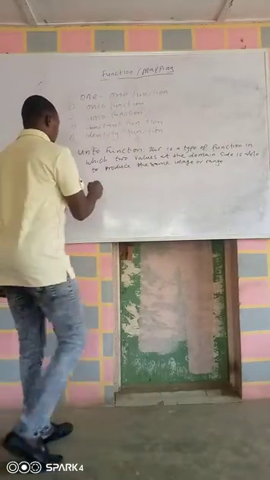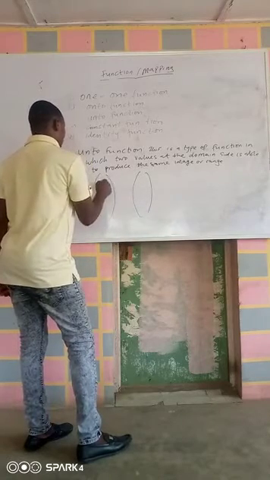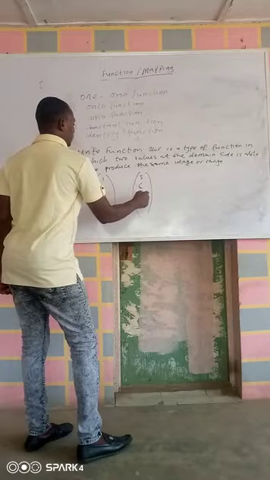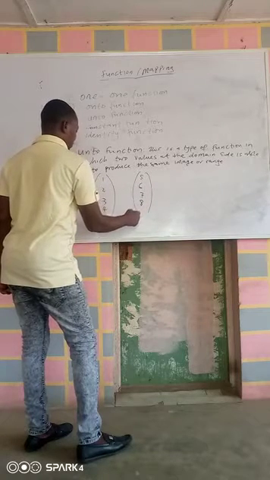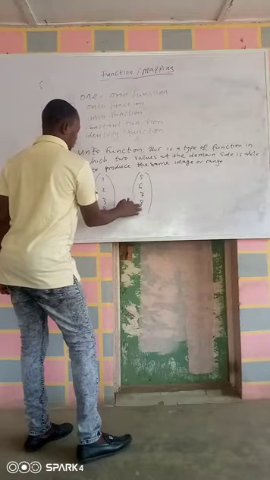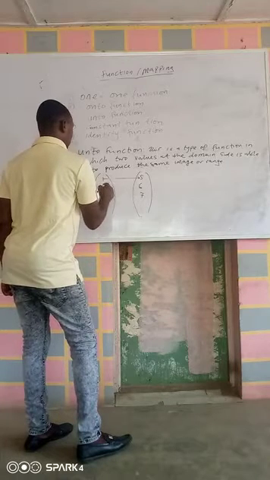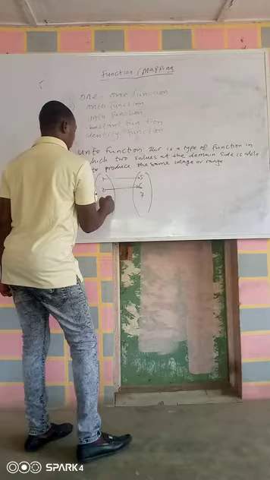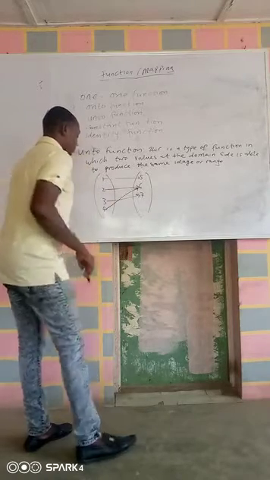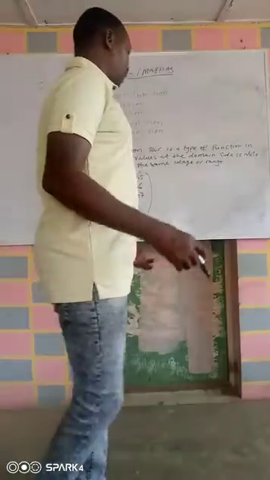So look at this arrow diagram. We have 1, 2, 3, 4. We have 5, 6, 7, 8. Let me put it like this. So we have this to this, this to this, this to this, this to this. So this is what we call into. Okay?